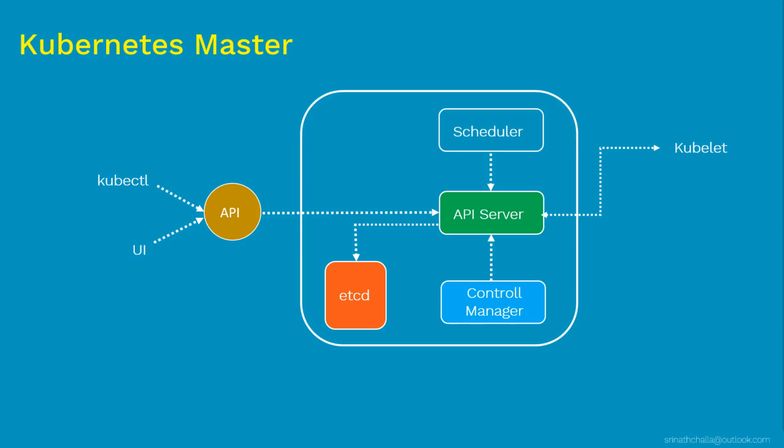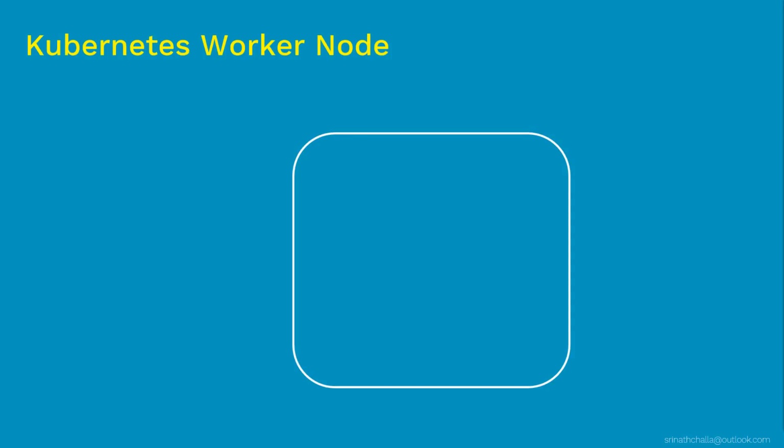So coming to the Kubernetes Worker node, as we discussed earlier, a Worker node can be any virtual machine or a physical server where containers are deployed. Every node in the Kubernetes cluster must run a container runtime such as Docker or Rocket. There are two other Kubernetes components also required for us to communicate with Kubernetes Master, and they are kubelet and kubeproxy.